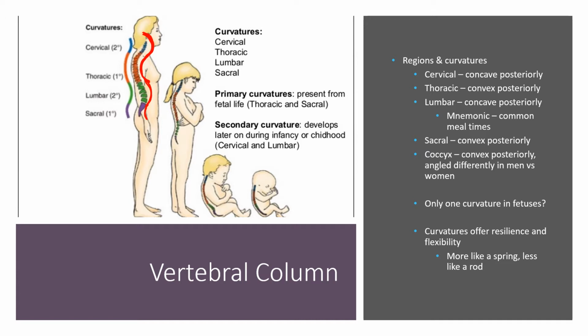The mnemonic device that you can use for how many bones are in each of these regions is common meal times, or sort of common meal times. The cervical spine has 8 cervical vertebrae. You eat breakfast at 8 a.m. The thoracic spine has 12 vertebrae. You eat lunch at about noon. The lumbar spine has 5 bones, and I guess you could eat dinner at 5 p.m., although most of us probably wait longer than that. Little kids eat at 5. Okay, so 8, 12, and 5, common meal times.